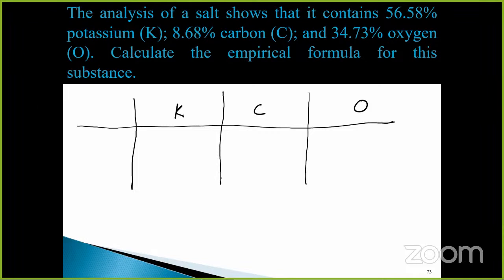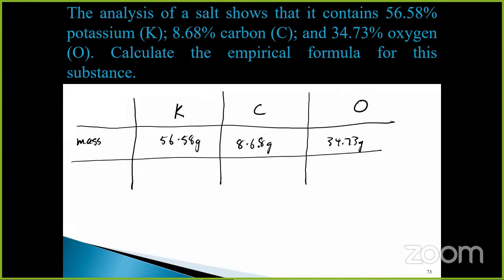So for the first row here, I'm going to record the masses, assuming that we're working with 100 grams. So therefore here, we're going to have 56.58 grams. Here, we're going to have 8.68 grams. And for the oxygen, it's going to be 34.73 grams. So that's the first row.